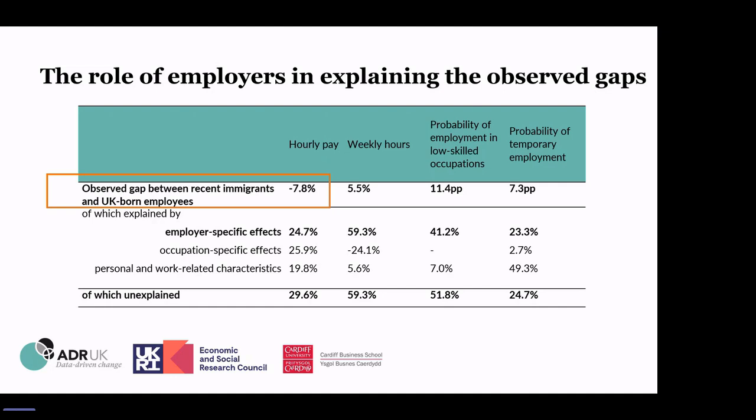In this table, we are showing all the observed labor market outcome gaps between recent immigrants and UK-born employees. For instance, focusing on the hourly pay gap, it's around 8%. And we are trying to understand how much of it can be explained by the fact that immigrant employees and UK-born employees are employed by different types of firms. This is sizable, which explains around a quarter of the observed hourly pay gap. This is mainly because immigrant employees are more likely to be employed in low-paid firms.